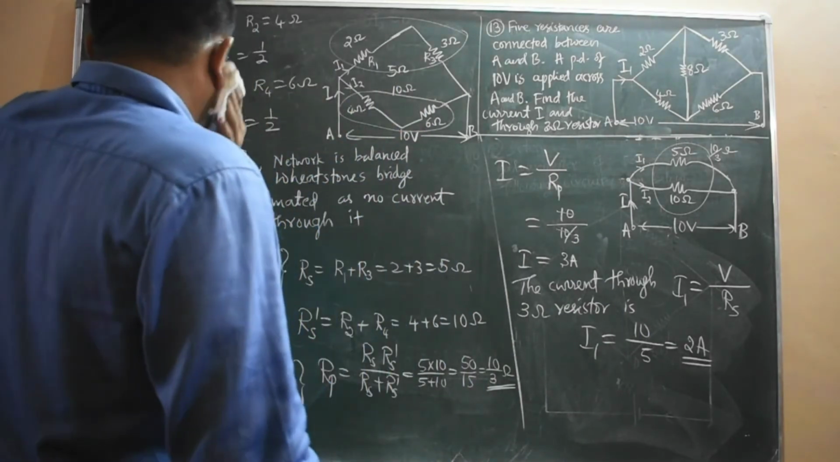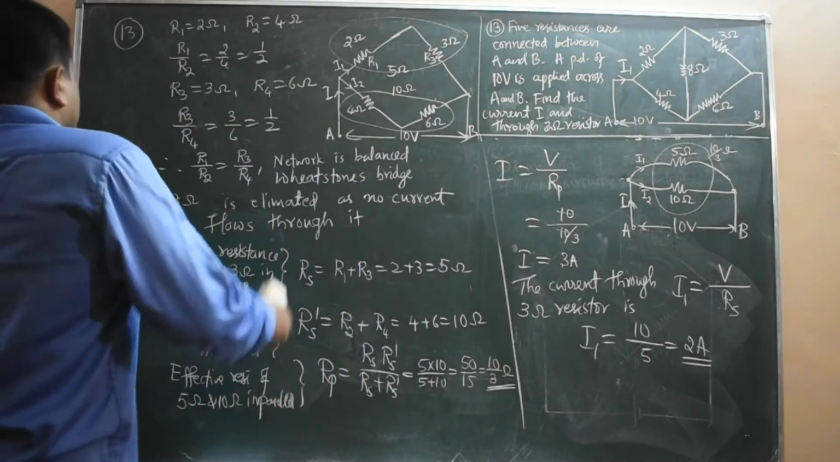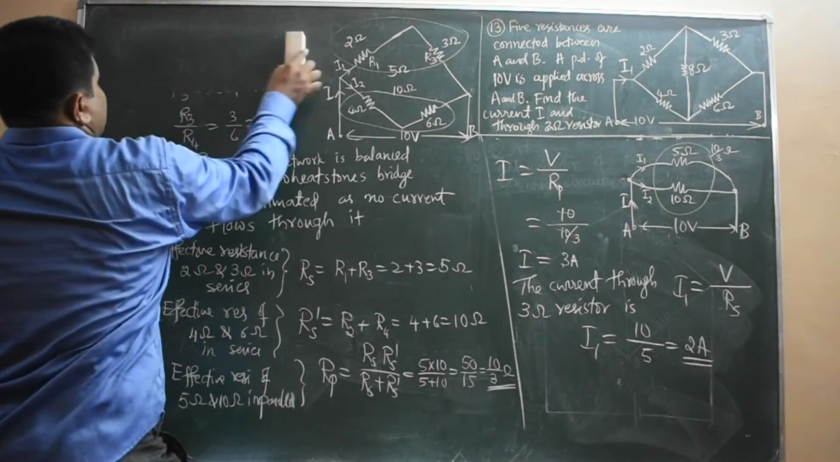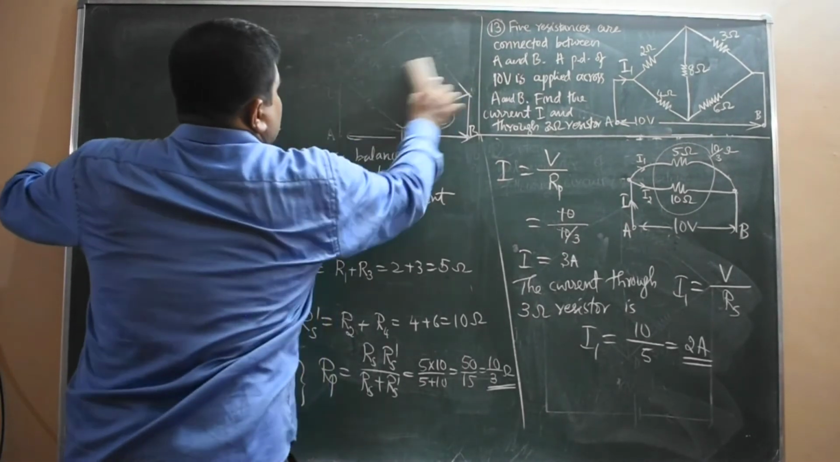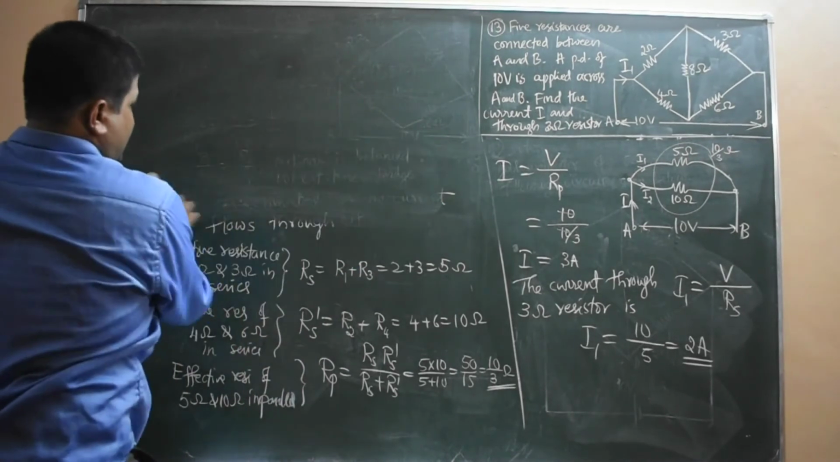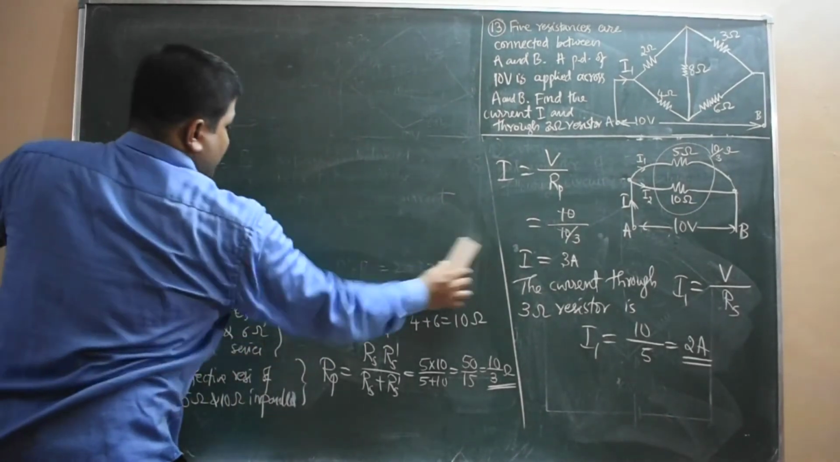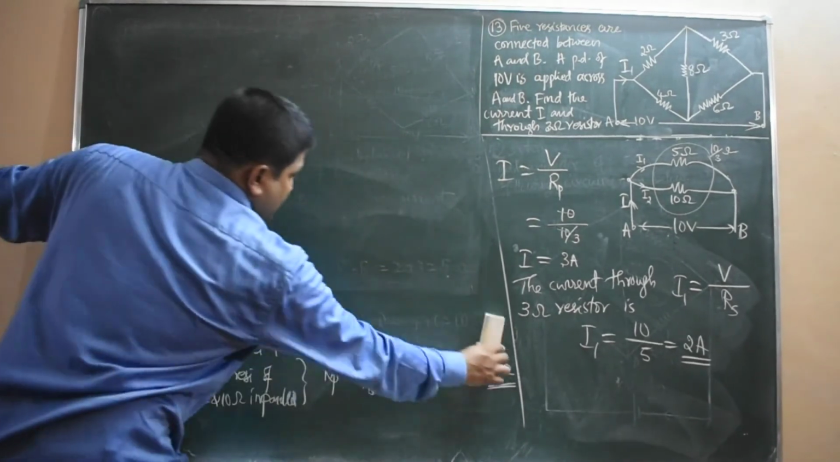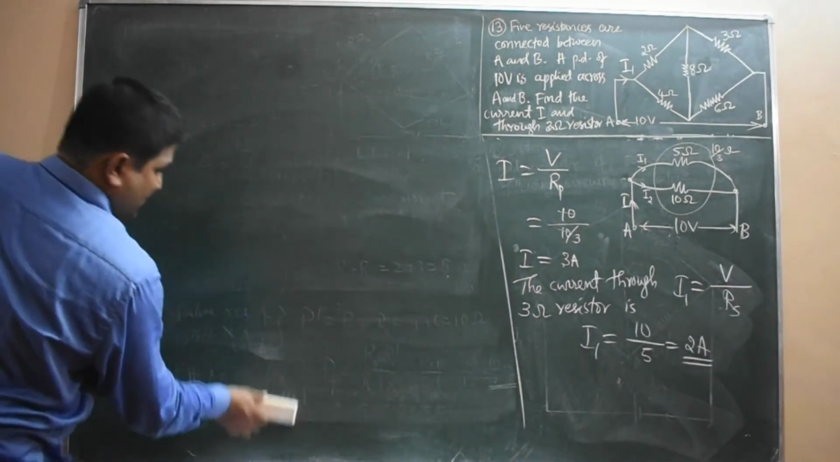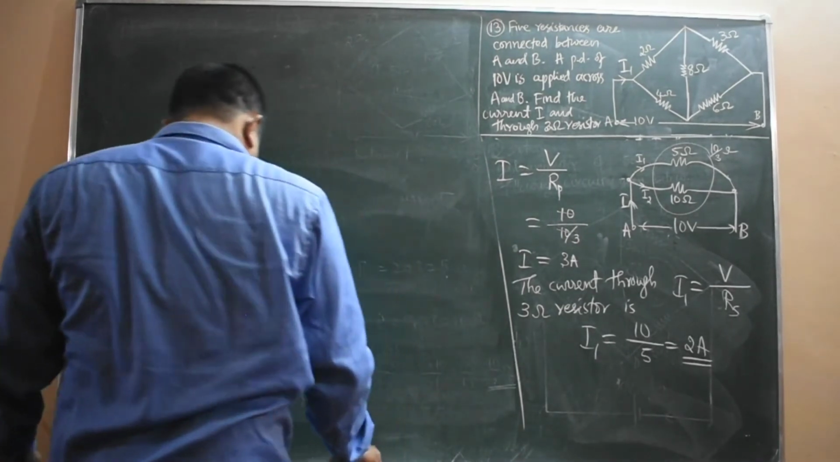Now I go to the next problem, finding the effective resistance between any 2 points. Whenever a circuit or a part of a circuit is given, finding the effective resistance between the 2 points. So such problems I work out now. Resistance between the 2 points A and B.